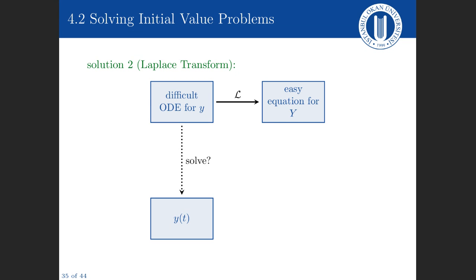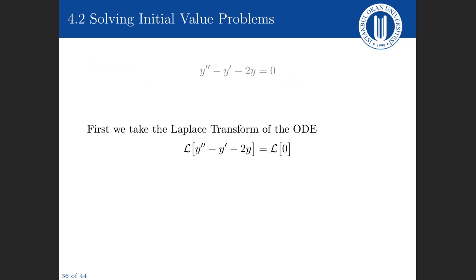What we do is we use the Laplace transform to change our difficult differential equation into an easy equation. We're going to solve the easy equation, and then we're going to use the inverse Laplace transform to find small y of t. That's the idea. So what we do is we start with the differential equation and we put the Laplace transform on both sides.